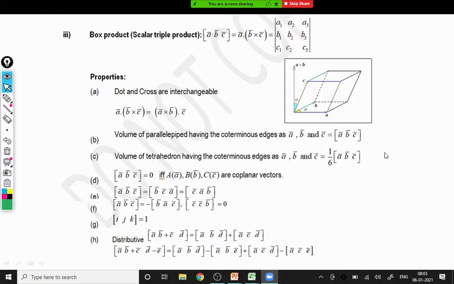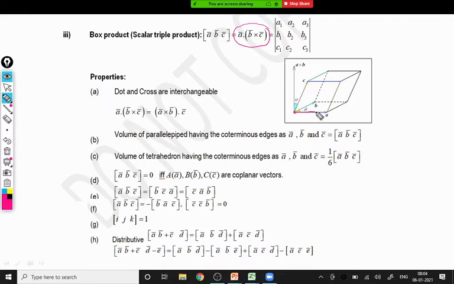So suppose we are given these three vectors A, B, and C. Now we can multiply them in two different ways. Whenever we multiply like this, A dot B cross C, it actually gives us the volume of a parallelepiped whose coterminous edges are the vectors A, B, C. Now what are coterminous edges? These three vectors terminate at the same point, or we can say their starting points are the same.